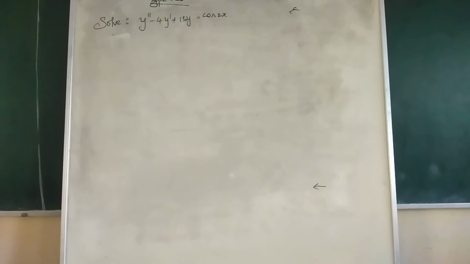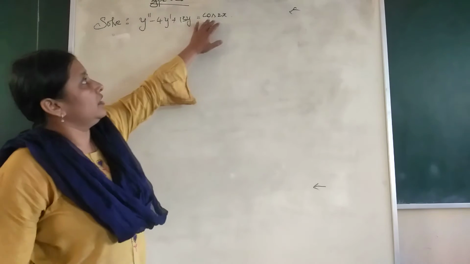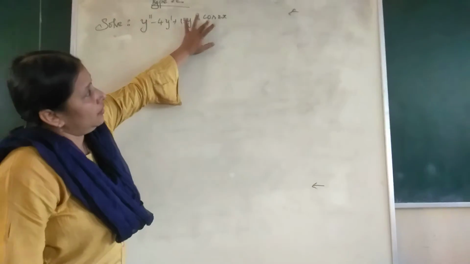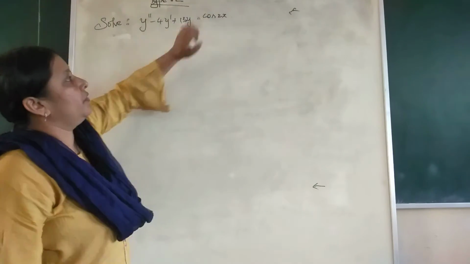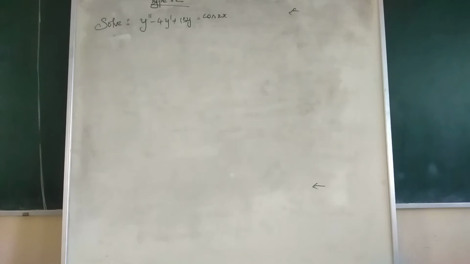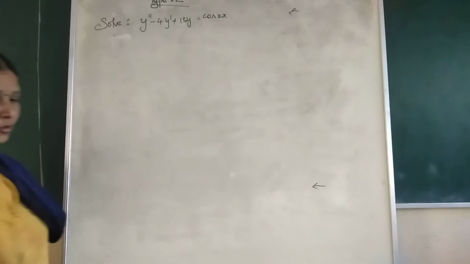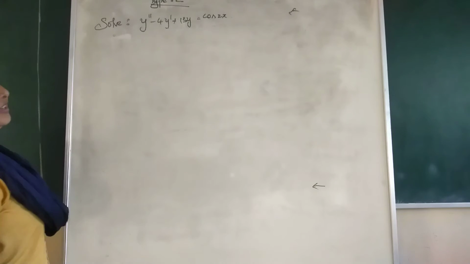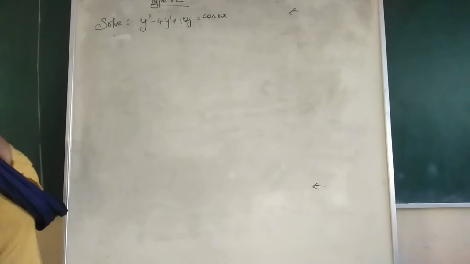This is a non-homogeneous linear differential equation where this comes under type 2. Why? Because we have a cos and sin. It is in the form of cos ax or sin ax. That's why it comes under type 2. So let us first find the first part of the solution, that is the complementary function.